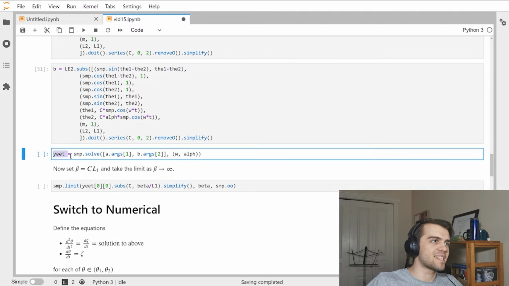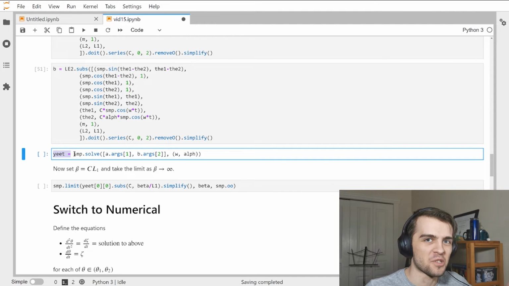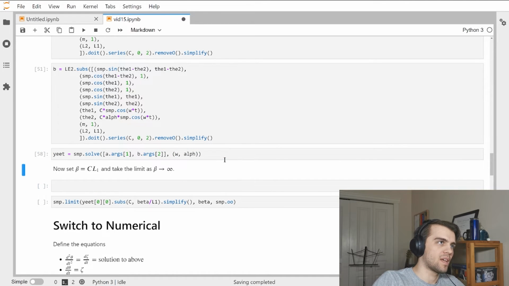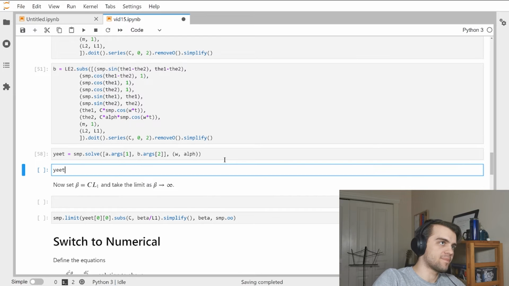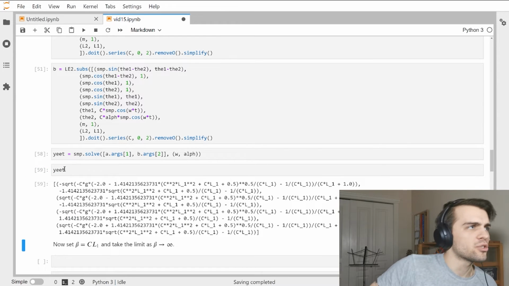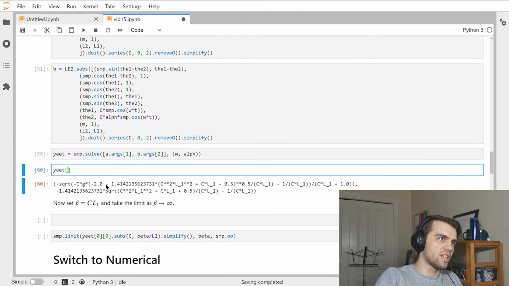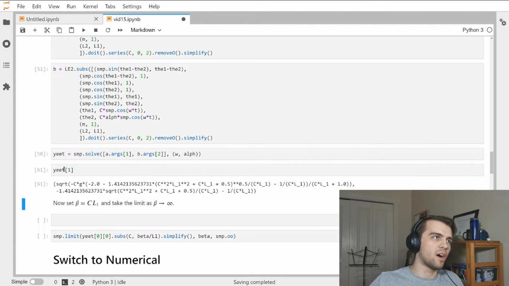And I plug them into this thing. I call it yeet here because at this point I'm honestly running out of variable names, so I couldn't think of anything else. And I solve these 2 equations, a.args[1] and b.args[2], and I want to solve it for omega and alpha. So now I have yeet. And you'll note that there are 4 different solutions for yeet, 4 different pairs of omega and alpha.